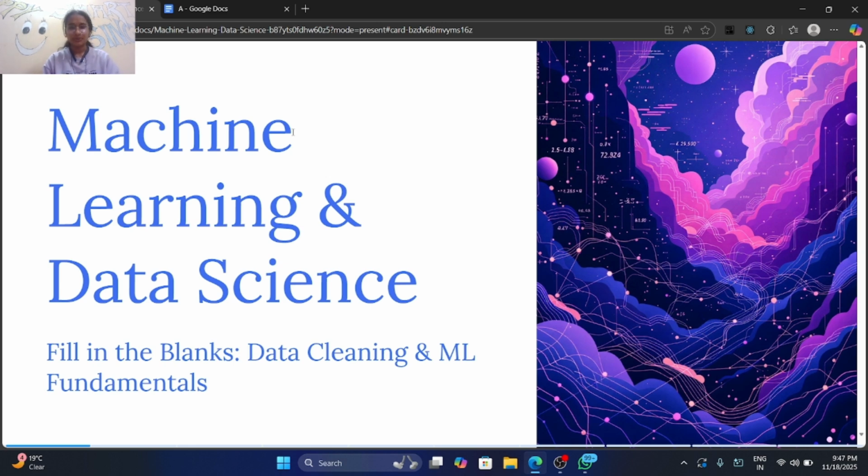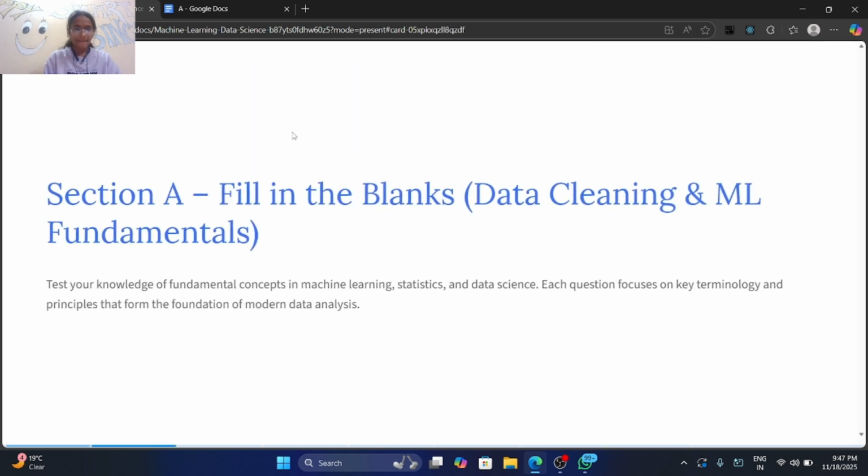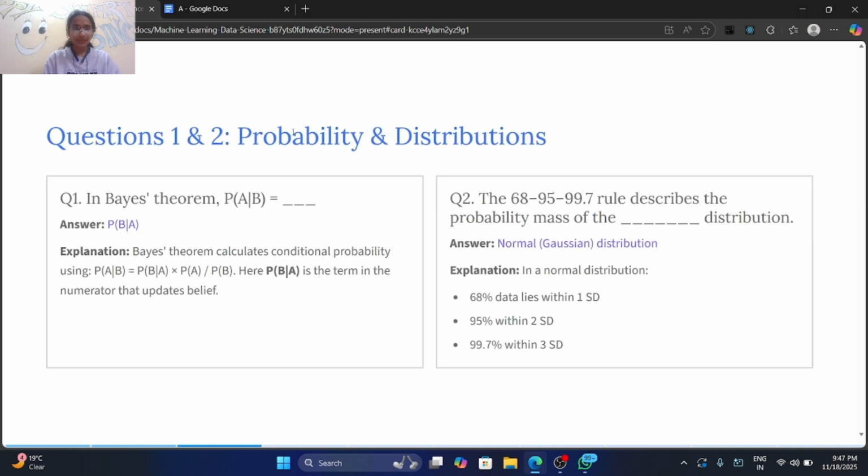Today we are going to go through section A of machine learning and data science. So, we are going to discuss the fill in the blanks of data science. Let's get started with the first question. Question number 1 and question number 2 are here on the screen.